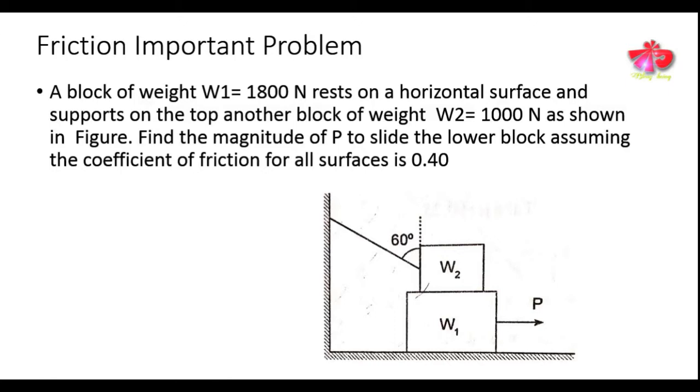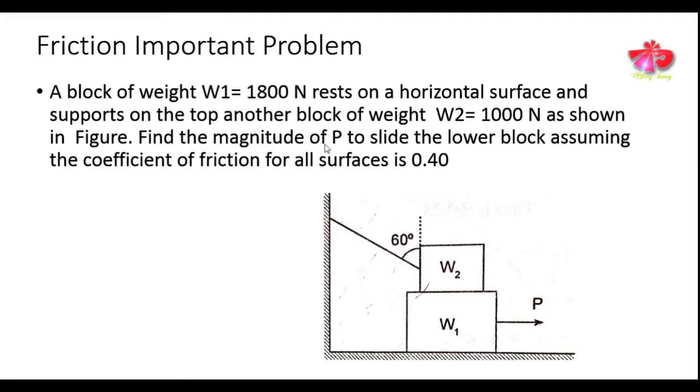Hello friends, today we will go through the friction topic and we will deal with an important friction problem. Our problem is: a block of weight W1 equals 1800 Newton rests on a horizontal surface and supports on the top another block of weight W2 equals 1000 Newton, as shown in the figure.